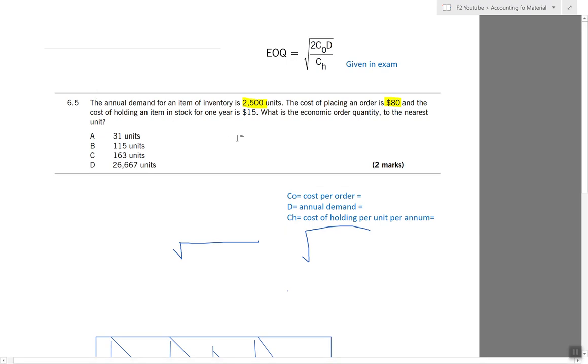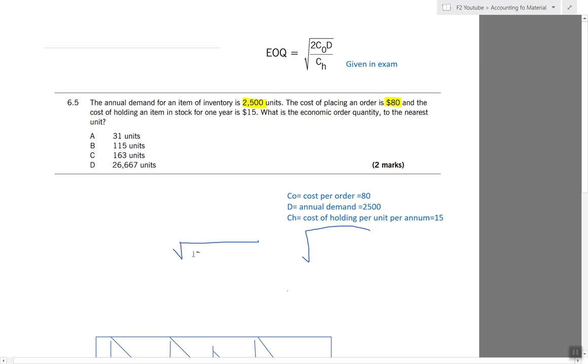The annual demand for an item of inventory is 2,500 units. The cost of placing an order is 80, and the cost of holding an item in stock for 1 year is 15. What is the economic order quantity to nearest unit? Okay, in this example, the cost of placing an order is 80. Holding cost is 15. They are per year, and demand is 2,500 per year.